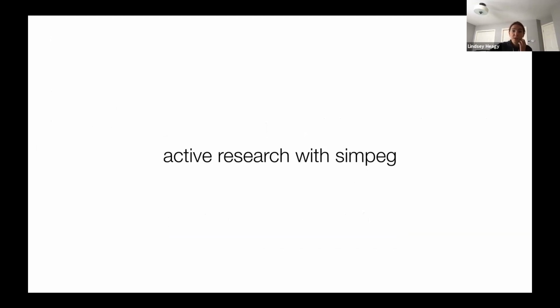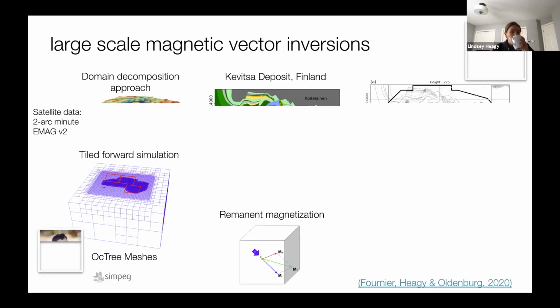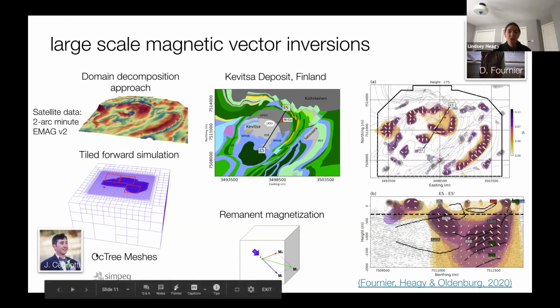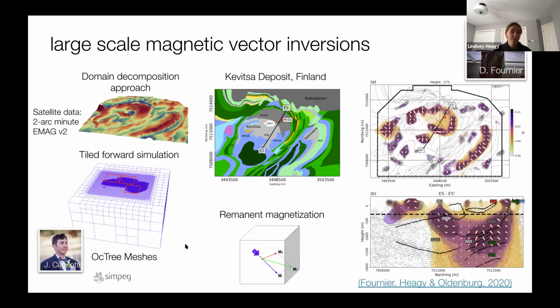So to give you just a bit of a flavor of what some folks are doing with SimPEG, I've compiled a few examples from the community. So this is a mineral exploration example led by Dominique Fournier. He's with Mira Geosciences in Vancouver. And so he's been looking at large-scale magnetic inversions and using adaptive meshes. And so this octree mesh work was led by Joe Capriotti, who's now at the University of British Columbia.